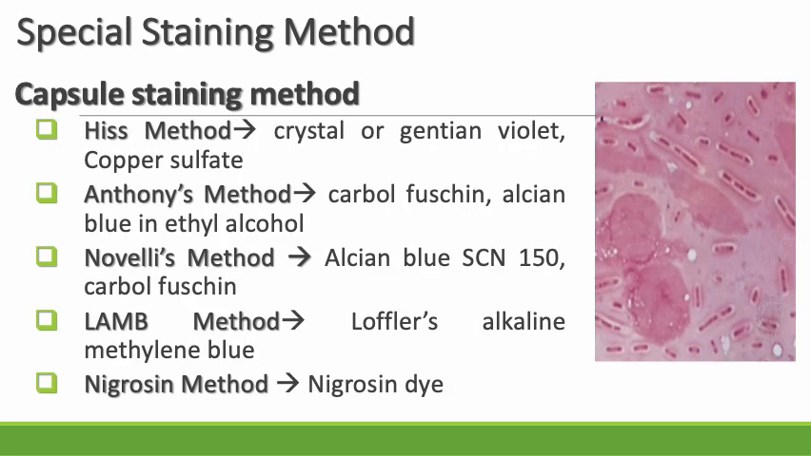Lastly is the Dorner method, which employs carbolfuchsin as its primary stain, and the secondary stain would be the nigrosin dye. In some cases, we can also stain the capsule of certain bacteria that produce a capsule. These are the examples of capsule staining methods. The most commonly known is the Hiss method or Anthony's method. Novelli's method uses a specific type of dye, which is Alcian blue. The Lamb method uses one type of dye, which is Loeffler's alkaline methylene blue. And lastly would be the Nigrosin method, which uses one type of negative stain, called nigrosin dye.